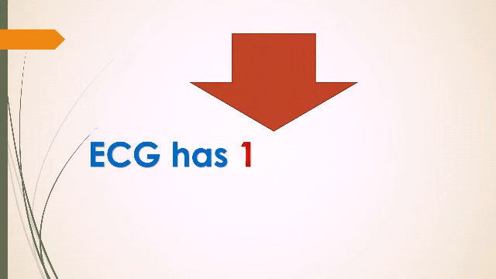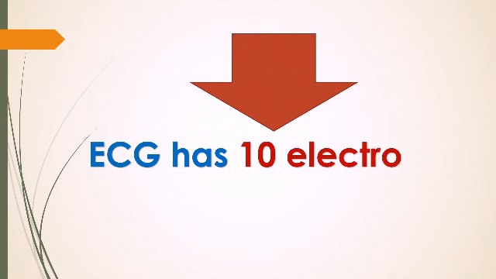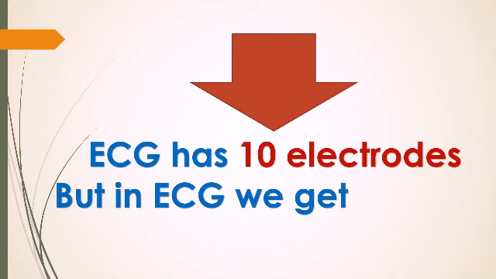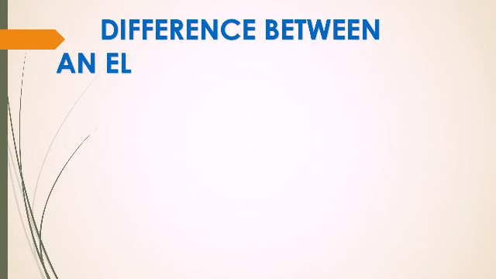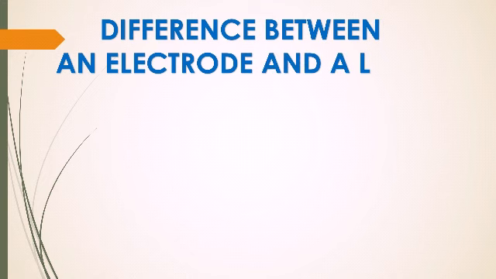So guys, there is something I would like you to know here. The ECG has 10 electrodes. Keep that in your mind. But in ECG we get 12 leads. We're going to see the difference between electrodes and leads, and how it comes that we get 12 leads when we have just 10 electrodes.